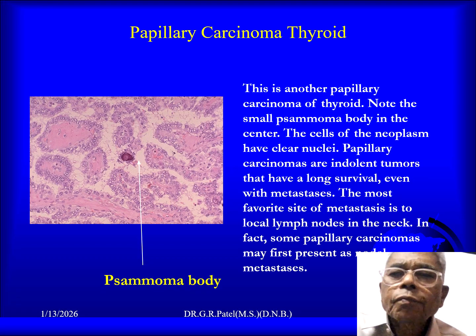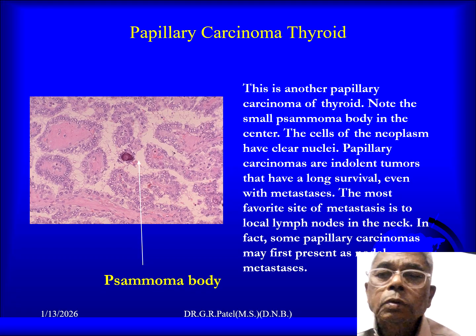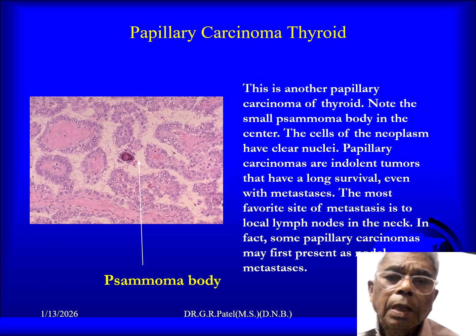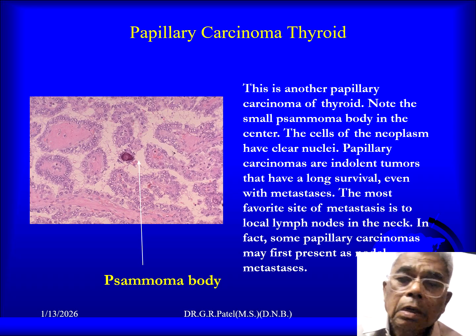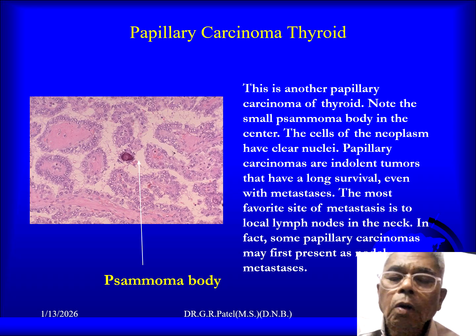Papillary carcinoma of thyroid. This is another papillary carcinoma of thyroid. Note the small psammoma body in the center. The cells of the neoplasm have clear nuclei. Papillary carcinomas are indolent tumors that have a long survival even with metastasis.